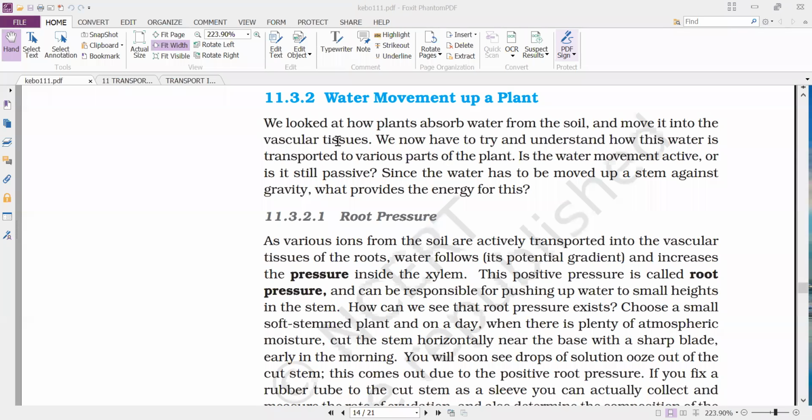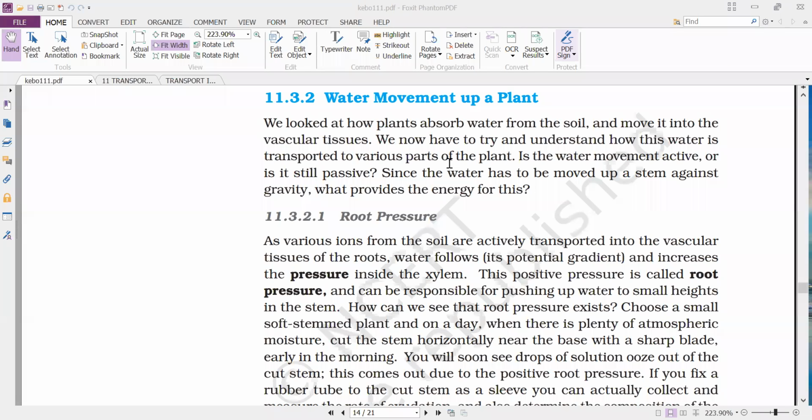We looked at how plants absorb water from the soil and move it into the vascular tissues. Up to now we have discussed the absorption of water by the roots and the transportation of water from the epidermal cells up to the vascular tissues. We now have to understand how this water is transported to various parts of the plant. That means, after getting transported up to the xylem, how through the xylem the water is transported to the different parts of the plant.